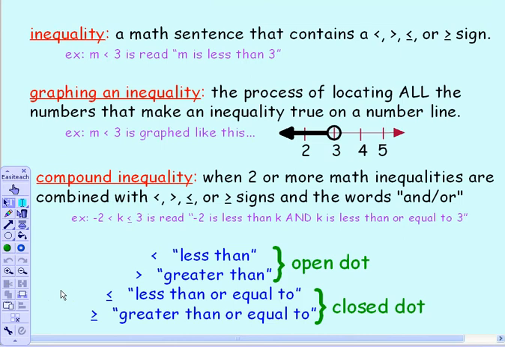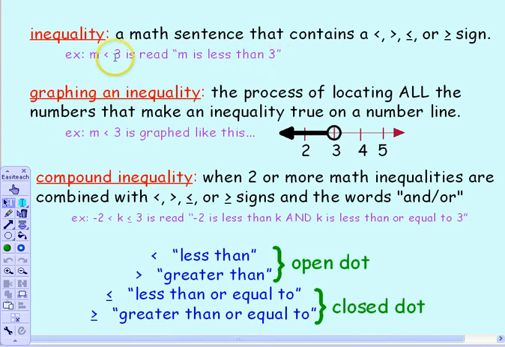Here's the vocabulary for graphing inequalities. Pause the video, take some time to write down these definitions and the examples. An inequality is a math sentence that contains a less than, greater than, less than or equal to, or greater than or equal to sign. In this example, m is less than 3. We use m as our variable, the less than symbol, and then any number, which in this case happens to be 3. So we read it like m is less than 3.